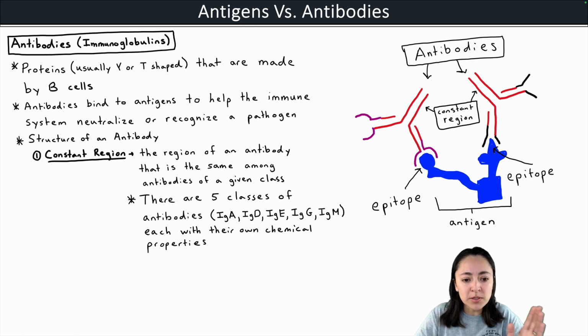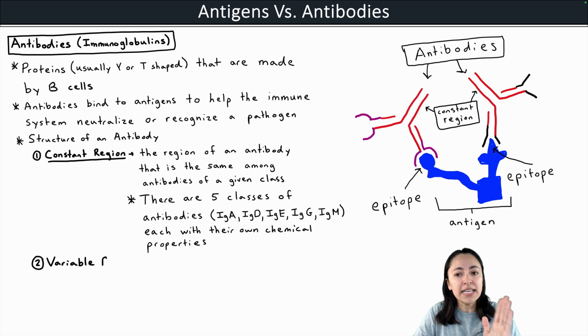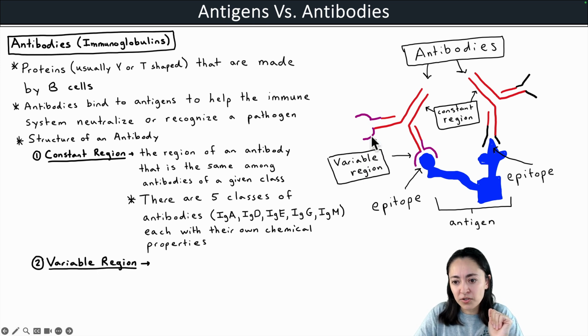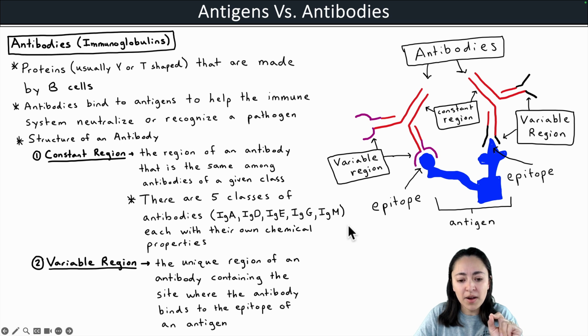However, what differs between the antibodies within, for example, the immunoglobulin A class is their variable region. The variable region, as you see here in purple and black in this image, is a unique region of an antibody containing the site where the antibody binds to the epitope of an antigen.